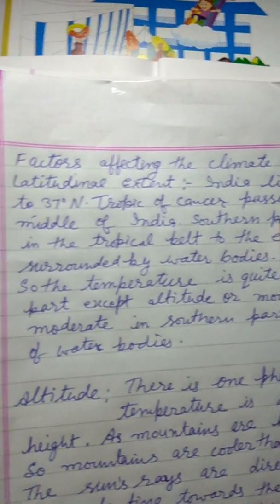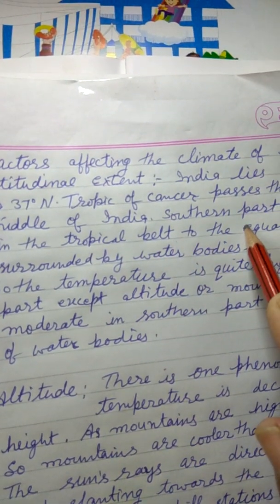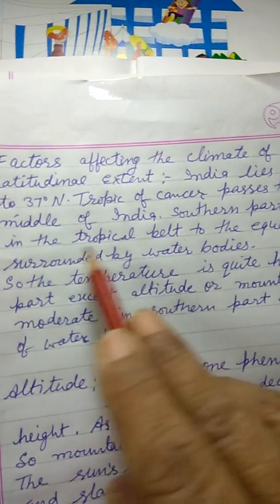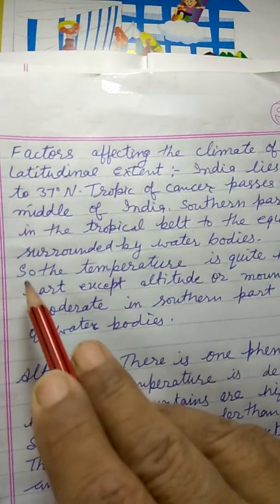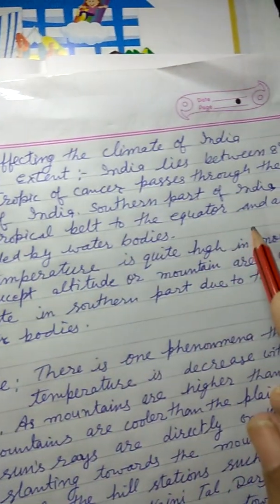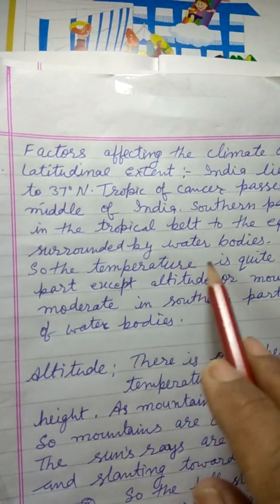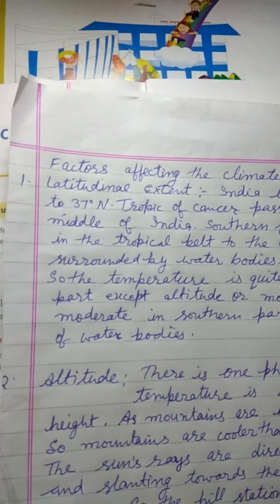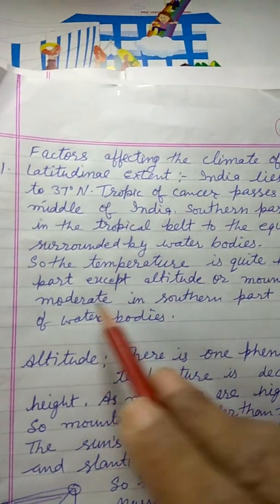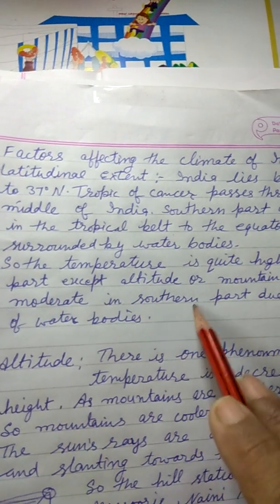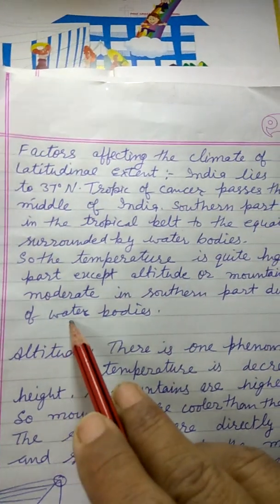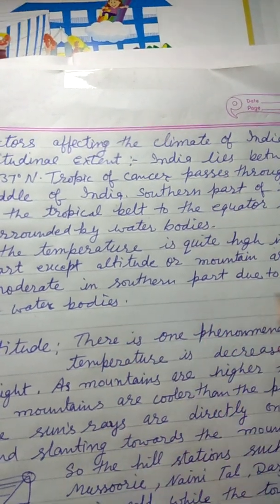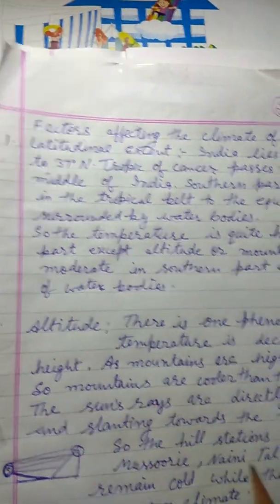The Tropic of Cancer passes through the middle of India, and the southern part lies in the tropical belt close to the equator and is also surrounded by water bodies. So the temperature is quite high in the northern part, except in altitude or mountainous areas, and moderate in the southern part due to the nearness of the water bodies.